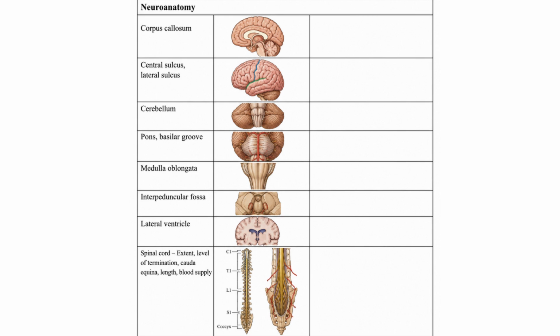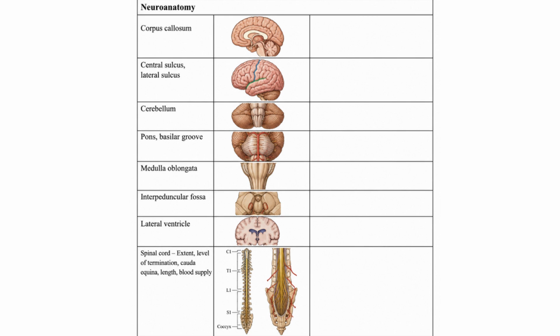In the basilar groove of the pons, we have the basilar artery, and the medulla oblongata continues as the spinal cord below the foramen magnum, and it has cardiorespiratory centers. You have to know the olive and pyramid, which are located in the medulla oblongata. And the interpeduncular fossa is between the cerebral peduncles at the base of the midbrain.